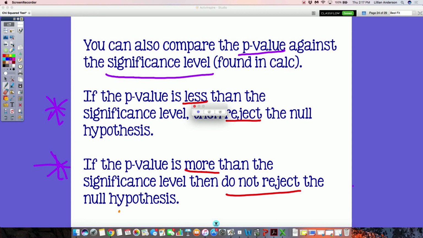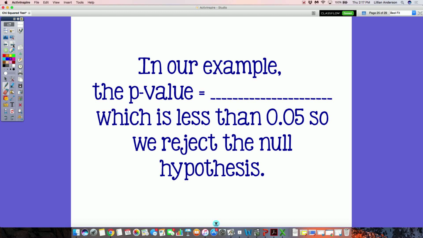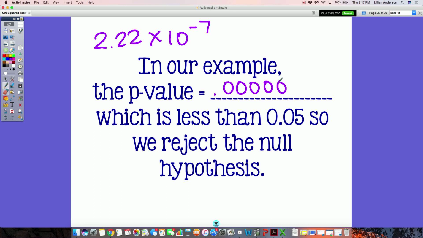So for our example, what is our p-value? It is 2.22 times 10 to the negative 7. Everybody sees that e to the negative 7? That e stands for scientific notation. So technically, what is this number when we actually write it out? You need 6 zeros and then 3 2s. That is 3 significant figures right there. Those zeros are not significant. The first significant digit is that 2. So it goes 2, 2, 2.